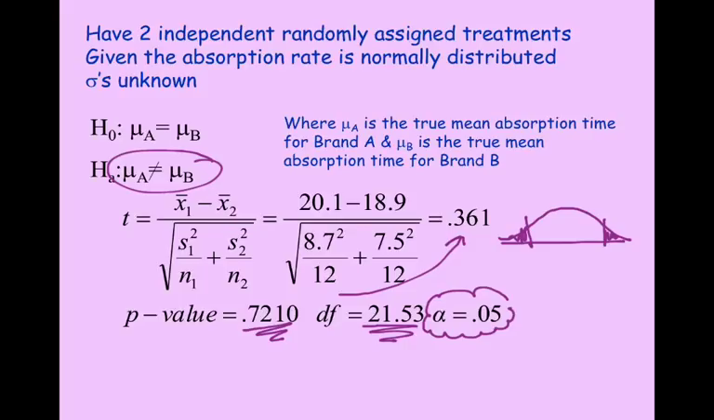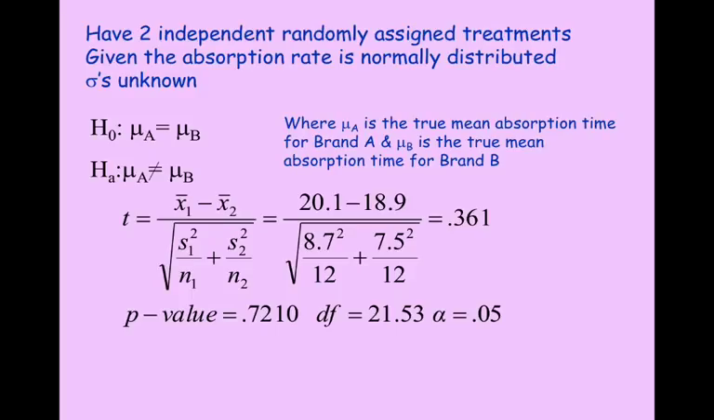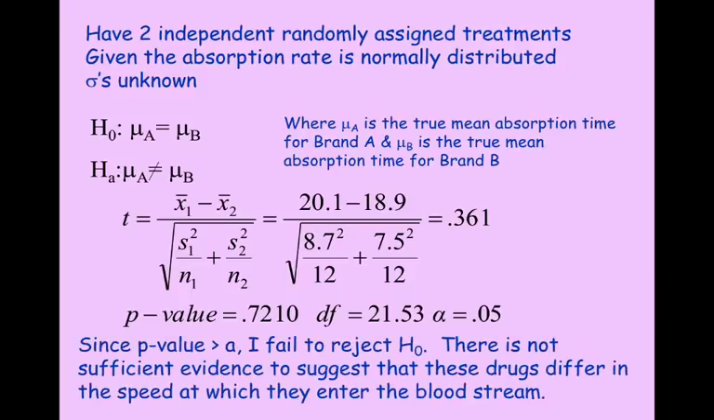If we get a p-value of 0.721, what is going to be our conclusion? In this case, we would say since our p-value is greater than alpha, we would fail to reject the null. There is not enough evidence to suggest that these drugs differ in the speed at which they enter the bloodstream. All right, so let's take a look and break this down for a second. Anytime we're looking at a hypothesis test, we always have to say what we do in terms of the null hypothesis. So in this case, we would fail to reject the null, and we have to give a reason why, linkage. So our p-value is greater than alpha. That's part of our conclusion.